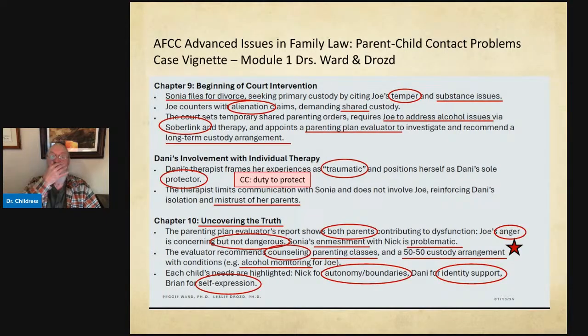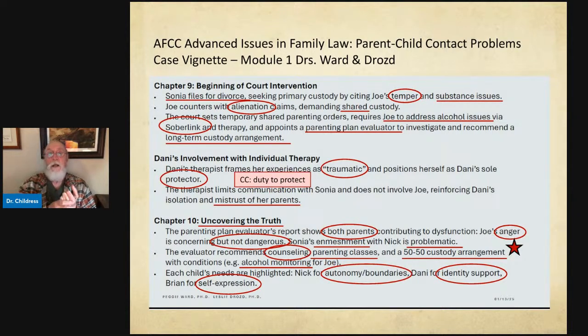Okay, so first off, it's interesting. Sonia files for divorce. So she went off to have an affair, and now she's leaving dad because of his temper and substance abuse. So I'm worried about manipulation and these false allegations to put the focus on dad rather than her cross-generational coalition with Nick. Dad says it's alienation, so the mental health professionals should immediately think of delusional thought disorder, persecutory type, and factitious attachment pathology, demanding shared custody. So dad wants shared. Mom is wanting sole.